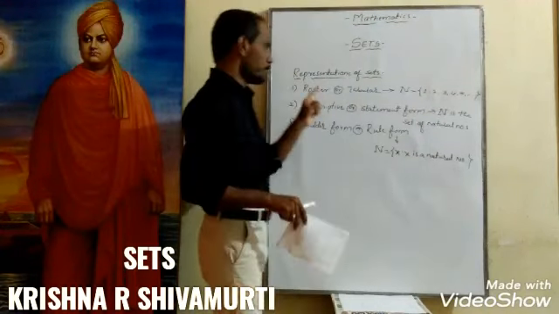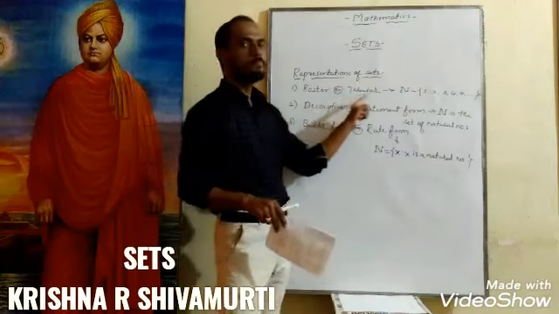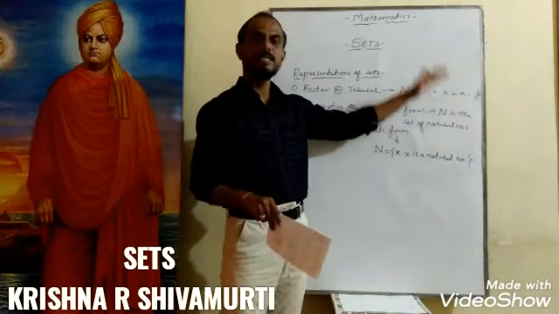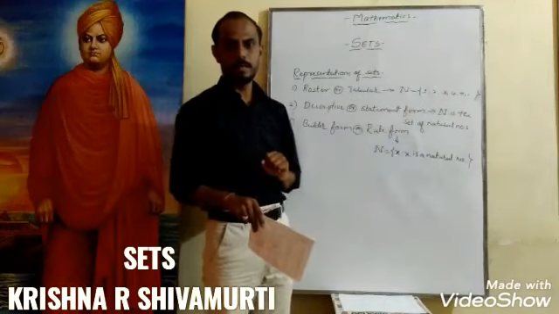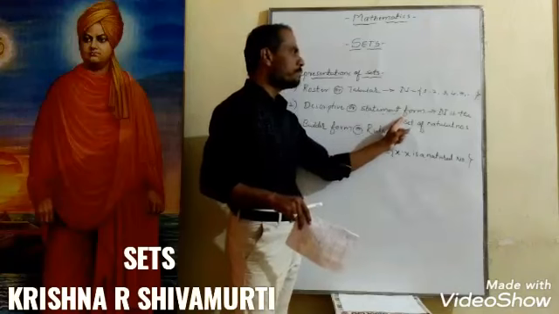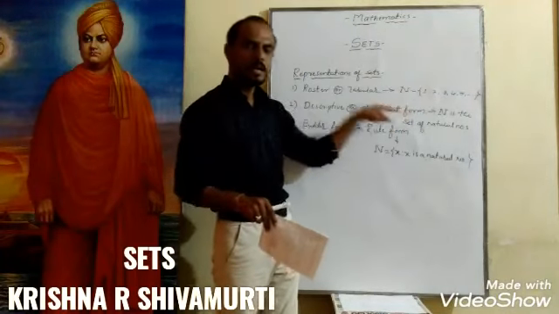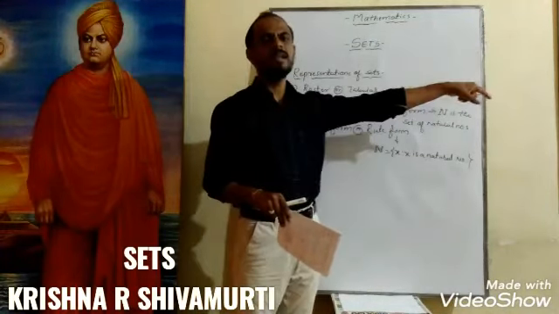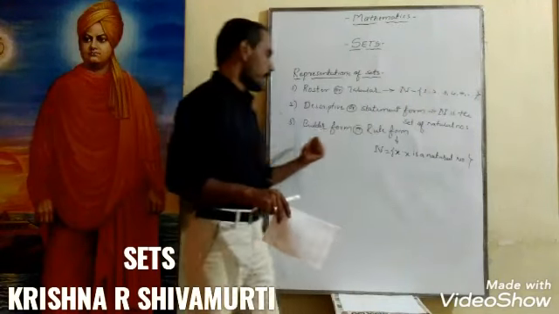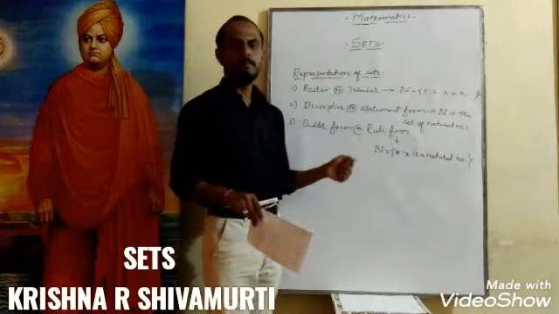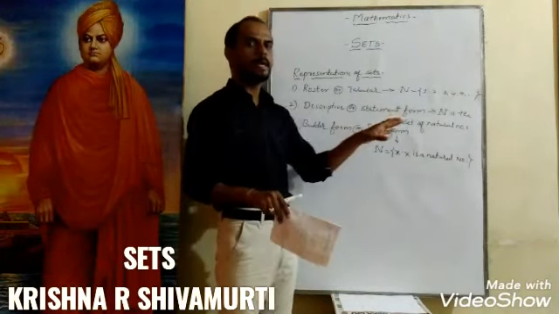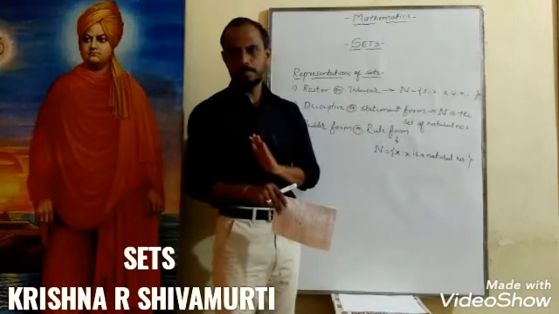I hope you understood. In the roster form, each member is written separately; each element is represented separately. But in the descriptive or statement form, the nature of the set is explained within the statement. And in the builder or rule form, the character of the set is explained within the bracket.